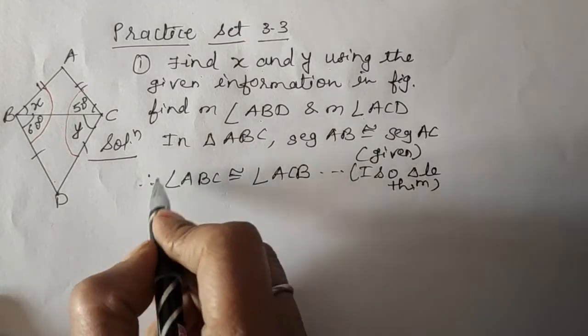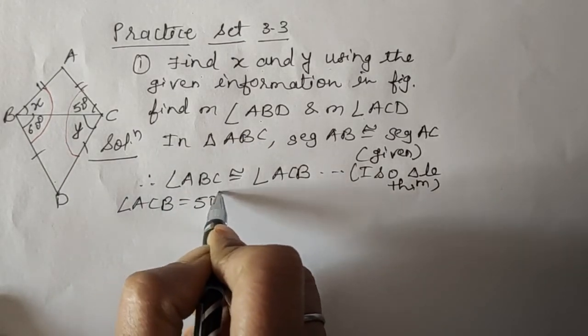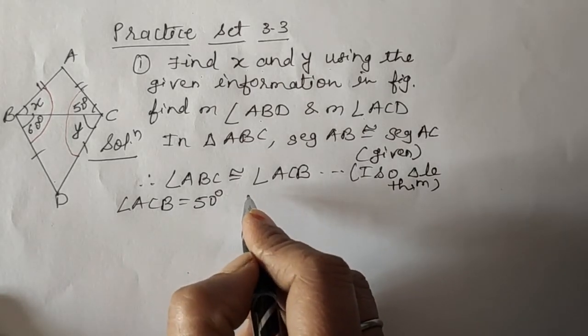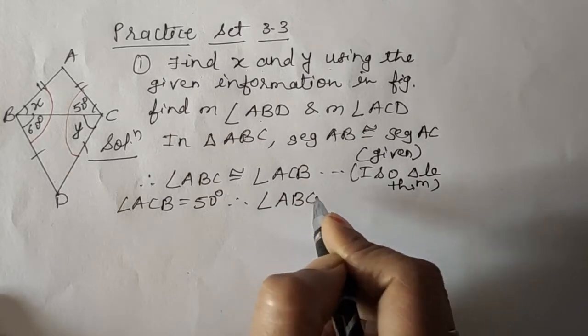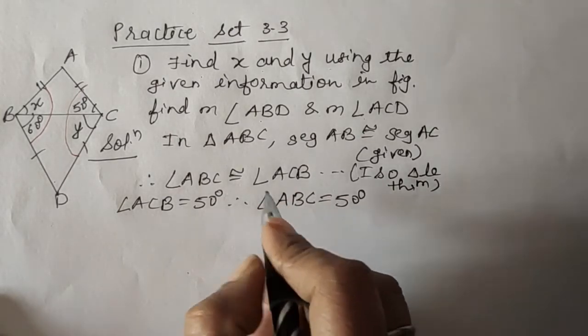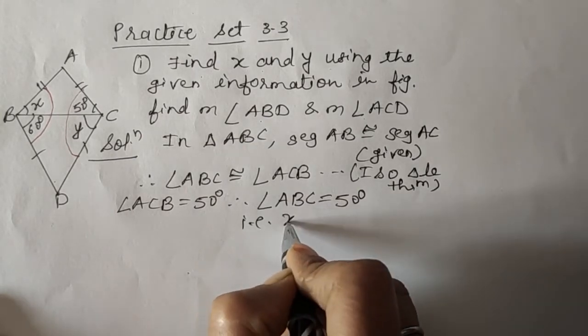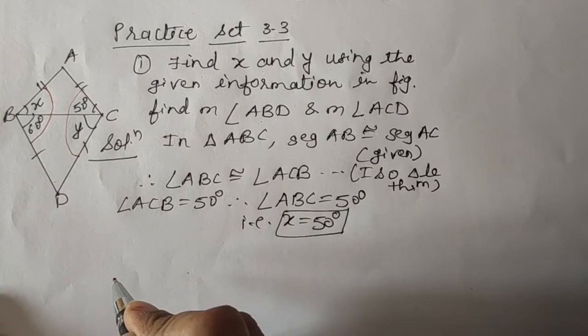Now here we have angle ACB equal to 50 degrees. Therefore, angle ABC is also 50 degrees, and this ABC is x. That is, x is equal to 50 degrees. You got x equal to 50 degrees.